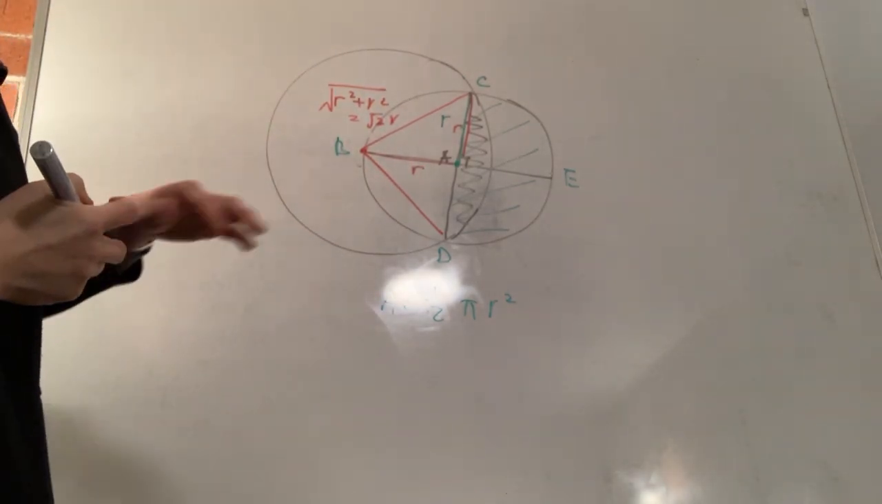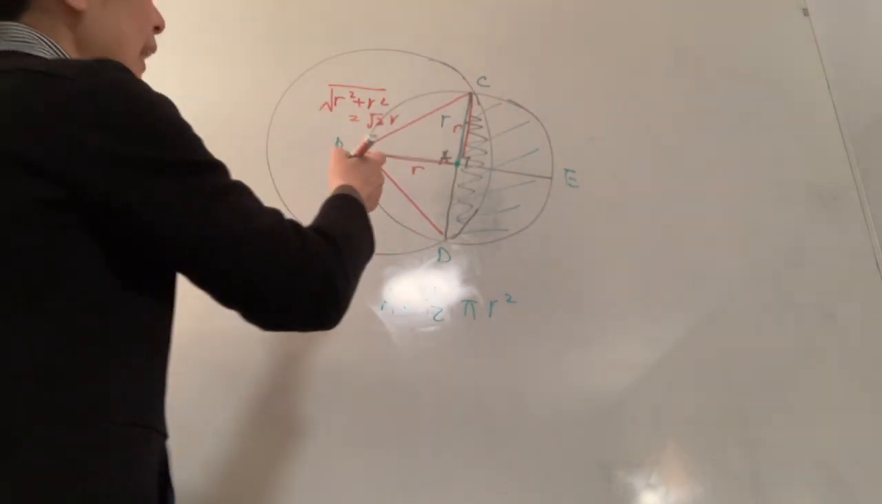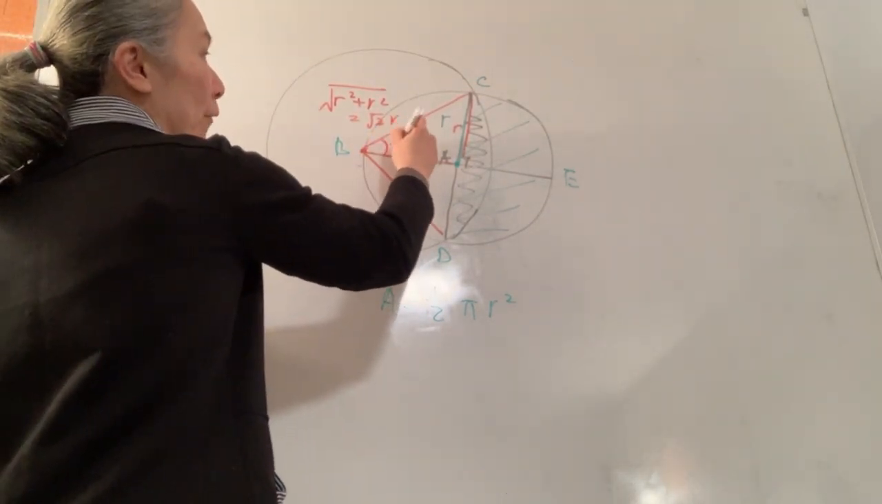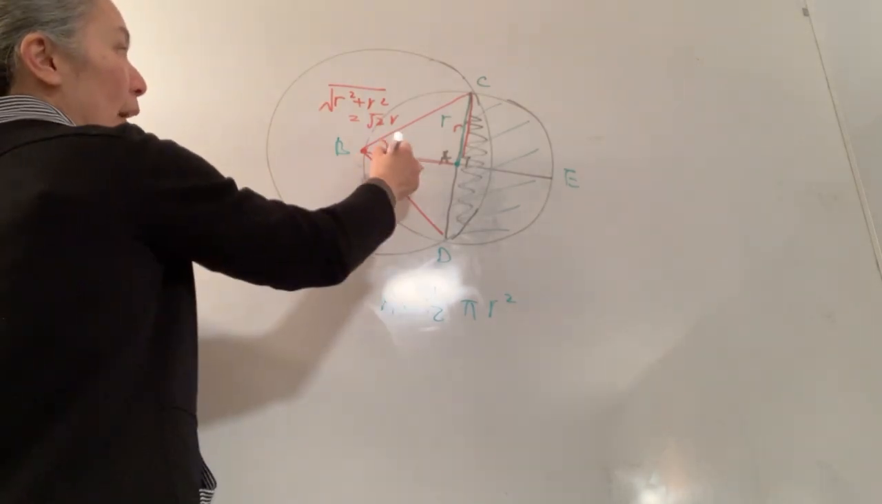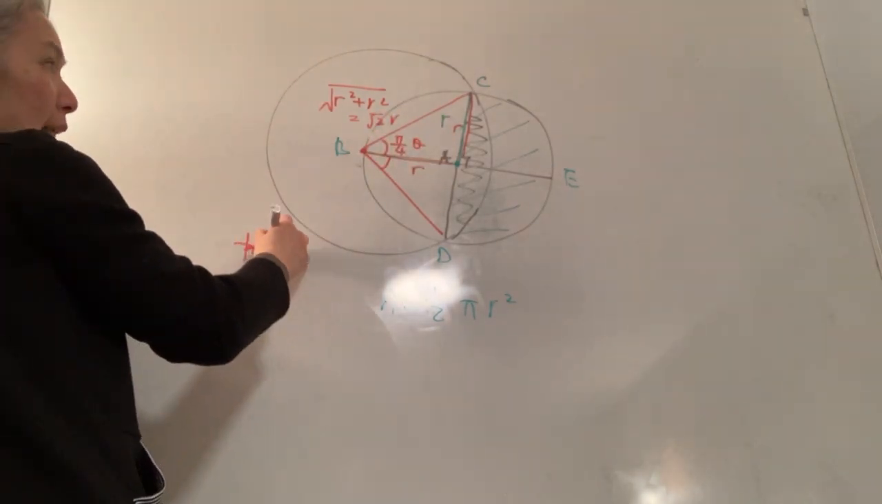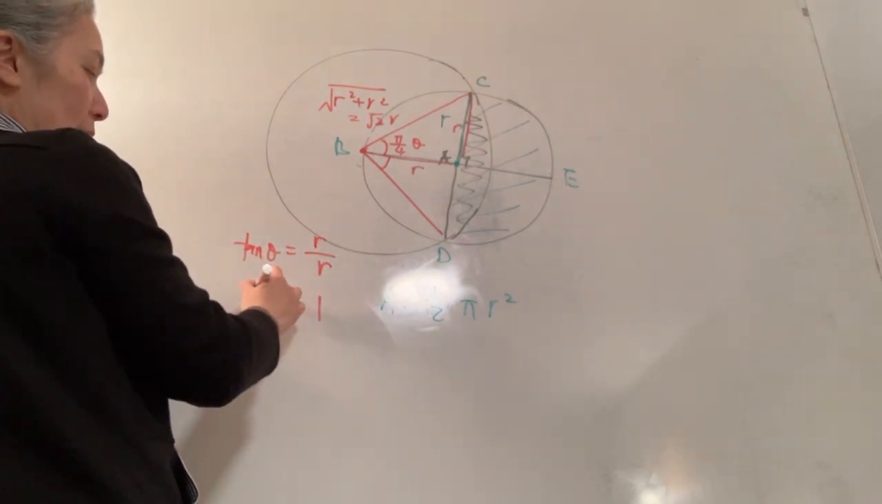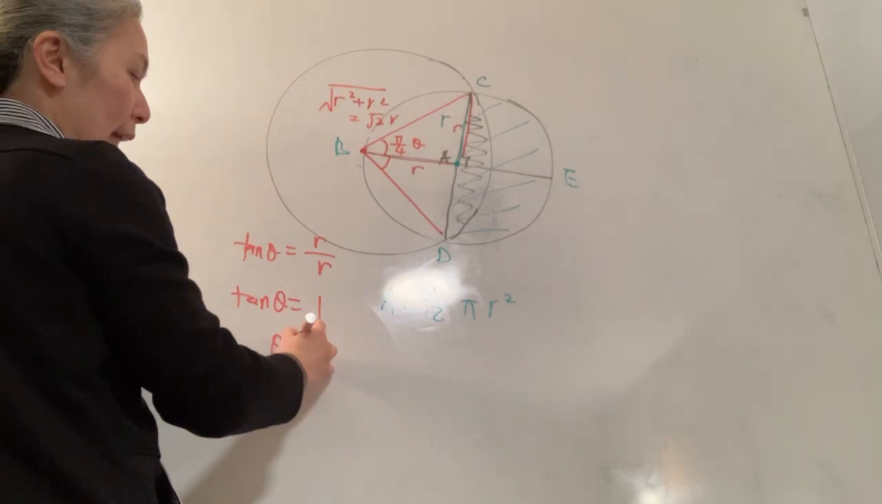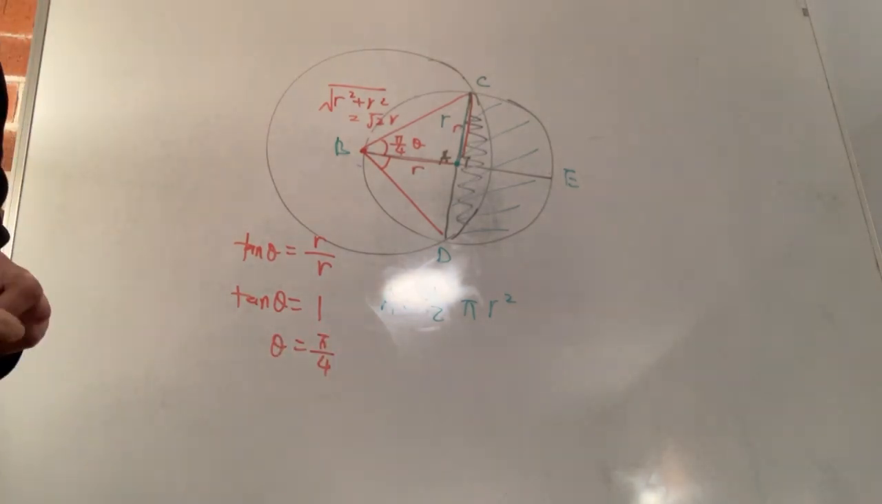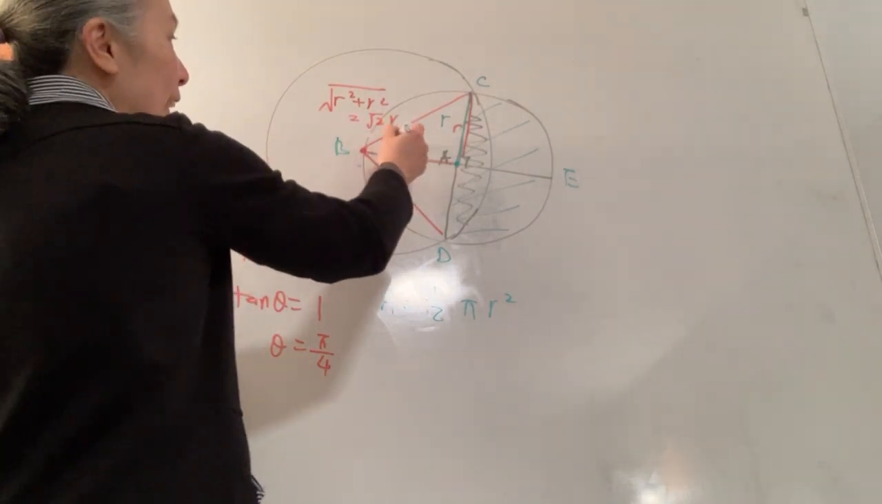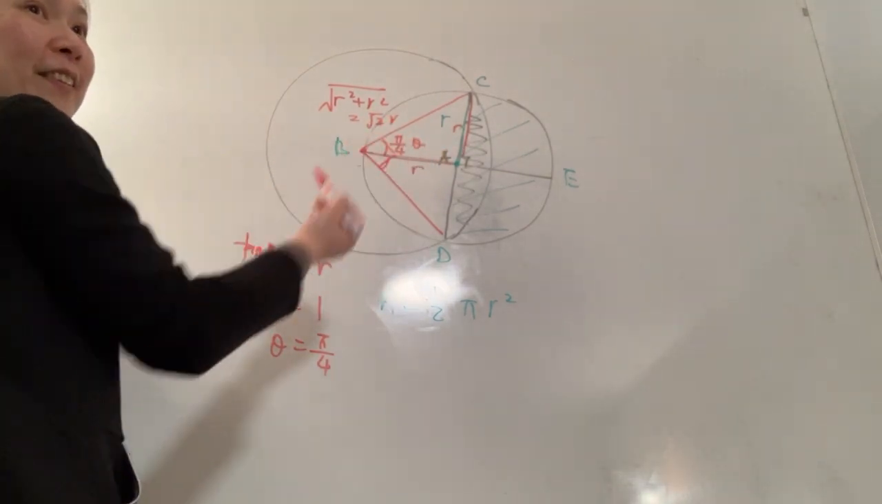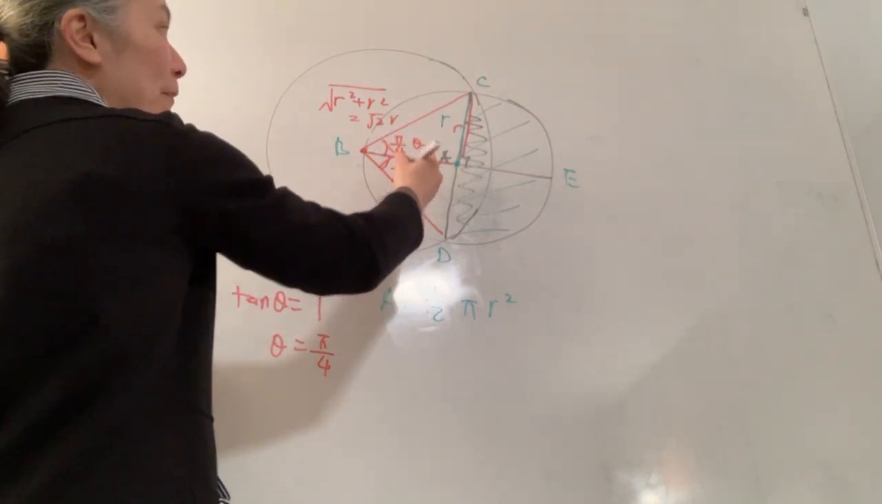This angle in here has to be pi on 4, because if you think of it as theta, tan theta is equal to R on R, which is 1, and that gives you theta equal to pi on 4. That's 45 degrees. Therefore this angle in here is going to be pi on 2, because pi on 4 and this is pi on 4 again.